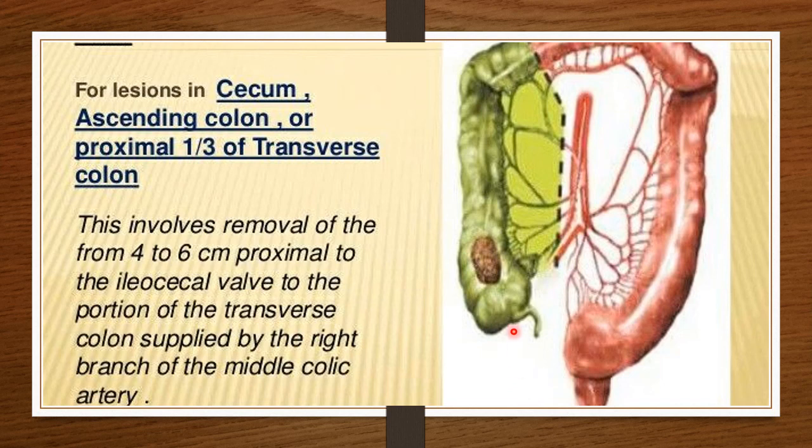Okay, and right hemicolectomy is indicated for lesions in the cecum, ascending colon, and the hepatic flexure. So for tumors in any of these locations, you must do a right hemicolectomy as shown in this diagram. Which basically involves the removal of 4 to 6 centimeters proximal to the ileocecal valve to the portion of the transverse colon supplied by the right branch of the middle colic artery.